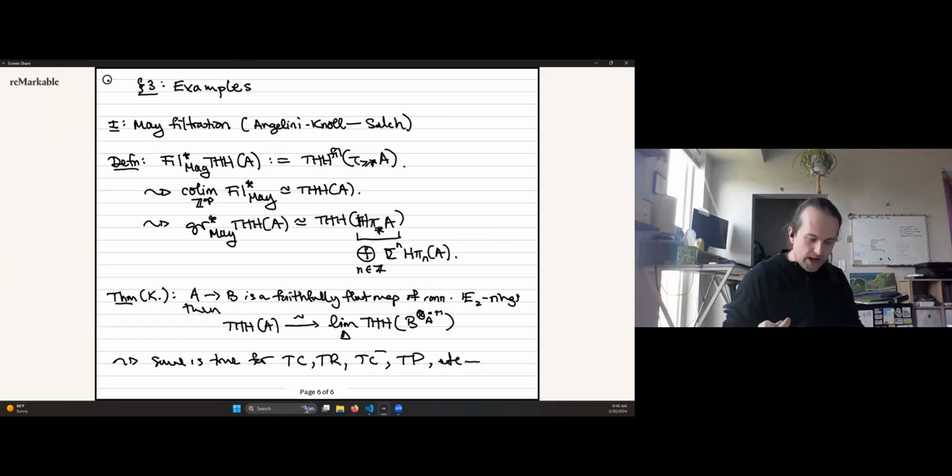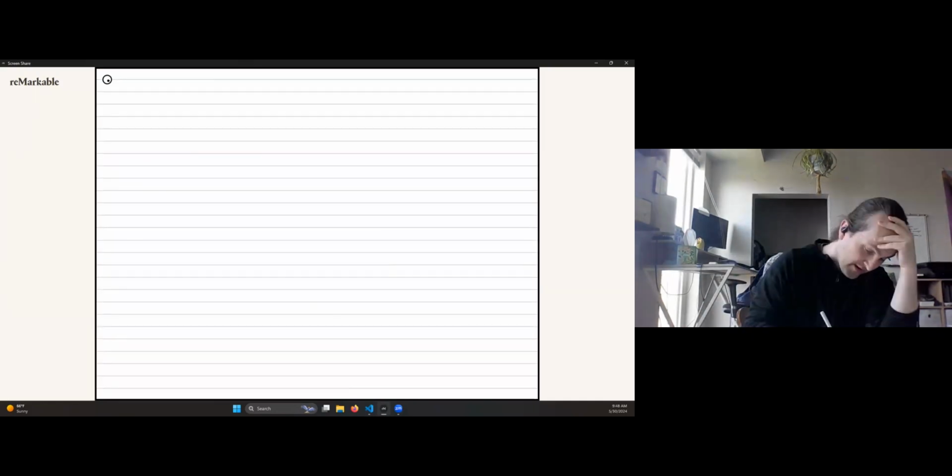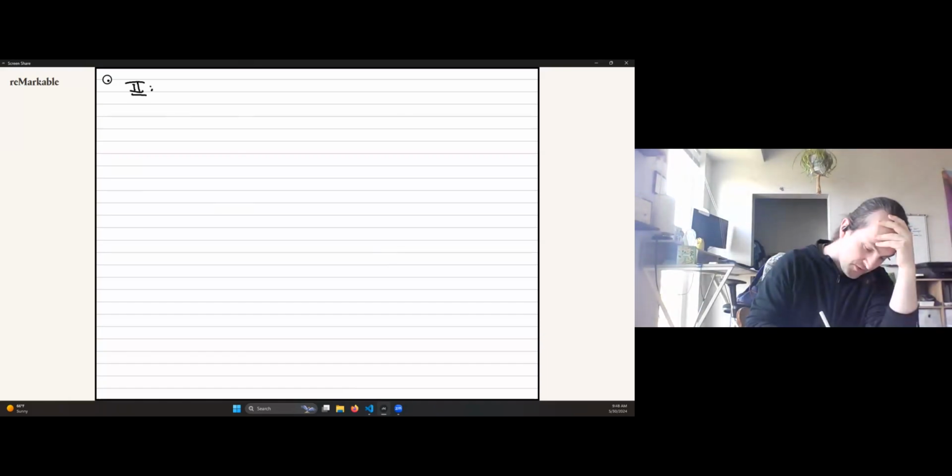And then really quickly, I will just squeak through this second example, which has to do with twisted group rings.